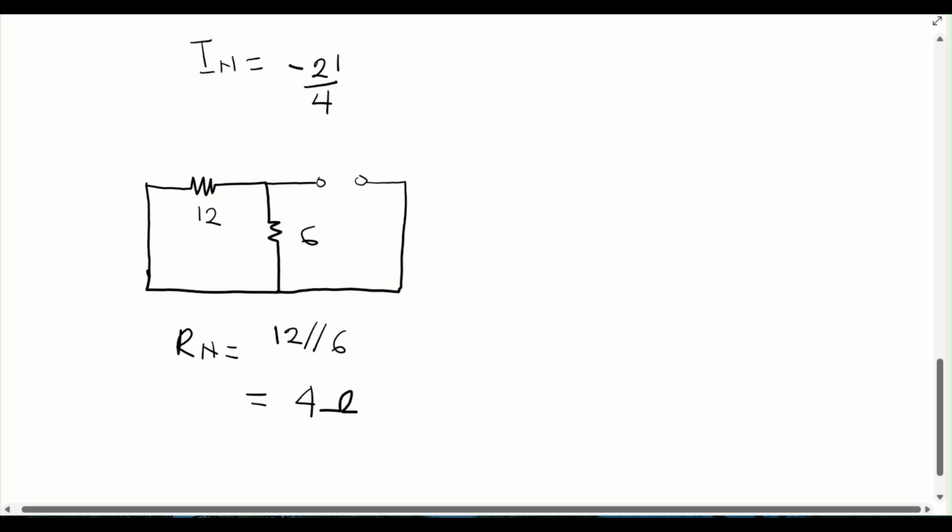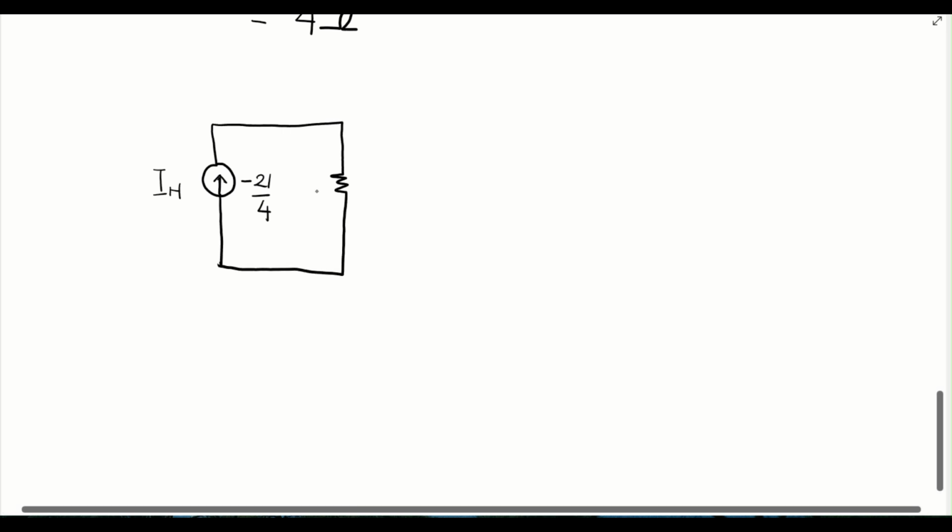So with all this in place, we are going to draw the Norton's equivalent circuit, which is the current source, our IN, which is minus 21 on 4, in parallel with the Rn that we got before, then in parallel with the resistor that we wanted to find the current across, which is the 3 ohms resistor.